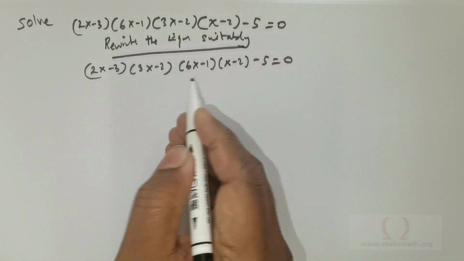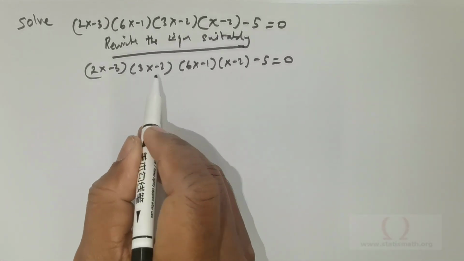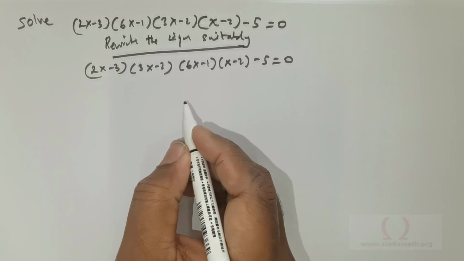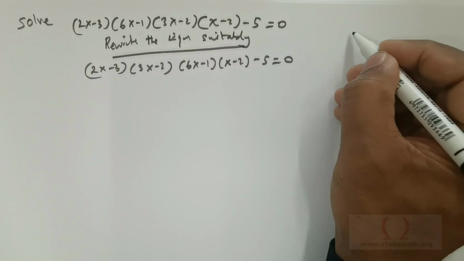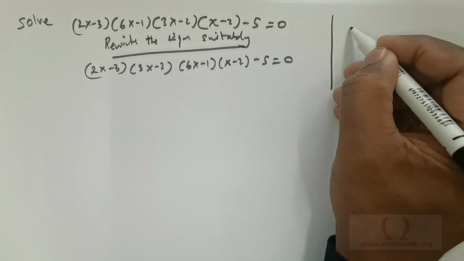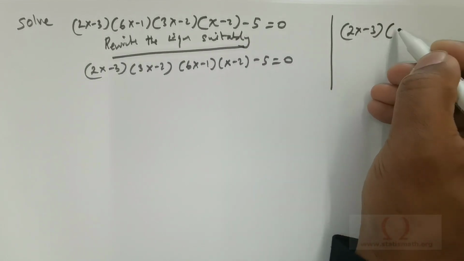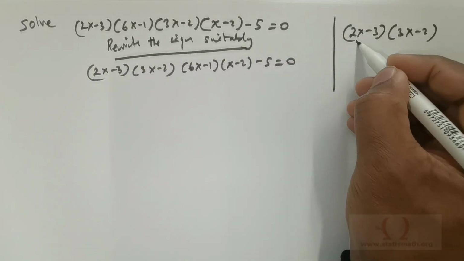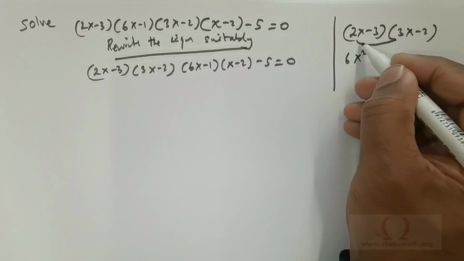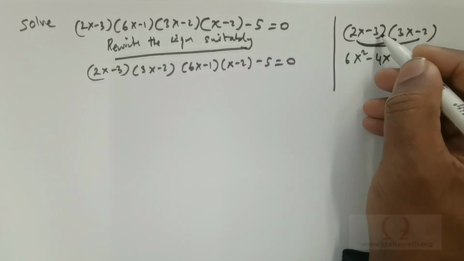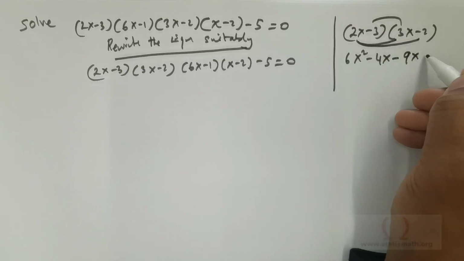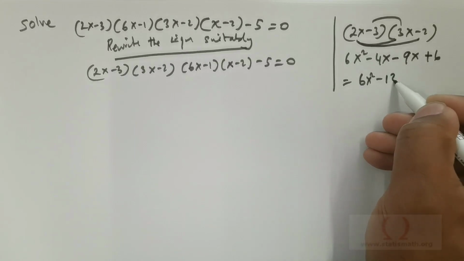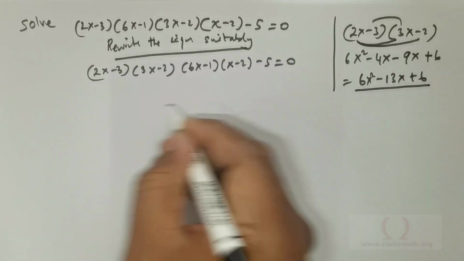So make sure that you are able to recognize the patterns that would help you to solve these questions. So now what I'm going to do is perform the multiplication: (2x − 3) multiplied with (3x − 2). So this would give me 6x² − 4x − 9x + 6. Rewriting, 6x² − 13x + 6. This is what we've got.